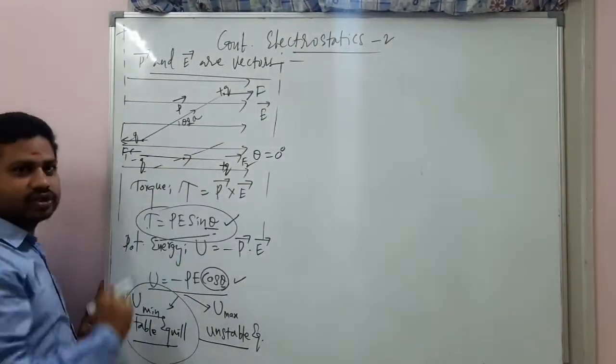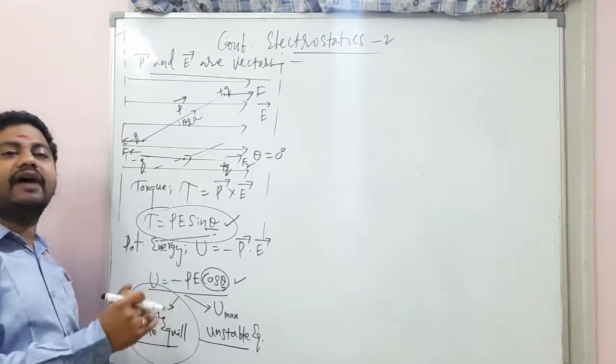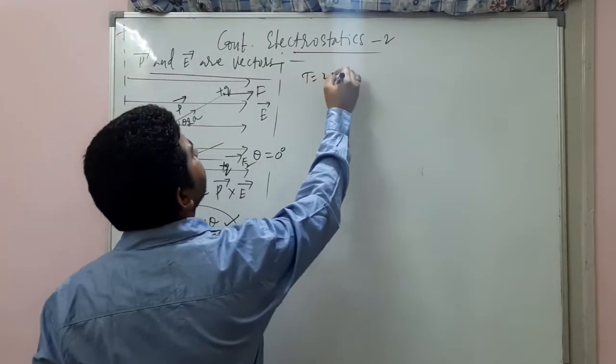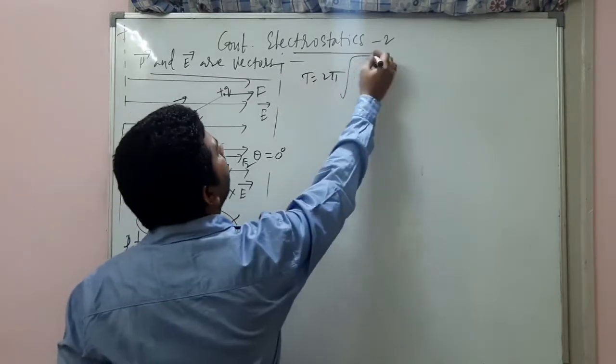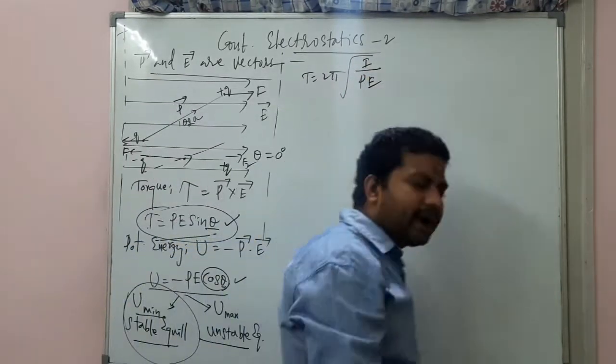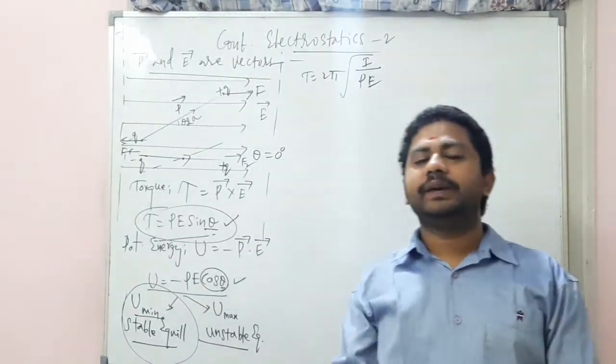Again, it will start oscillating, and those oscillations will have a time period. What is the time period? The time period of those oscillations is 2 pi square root I by PE. 2 pi square root I by PE.